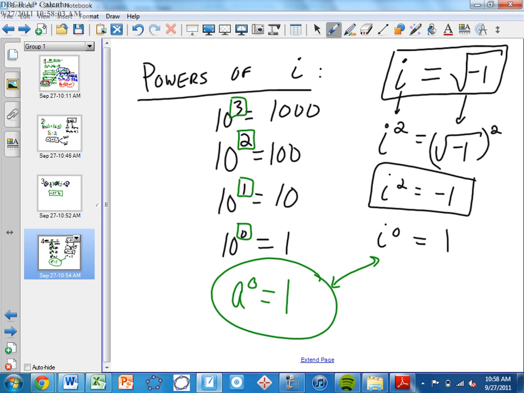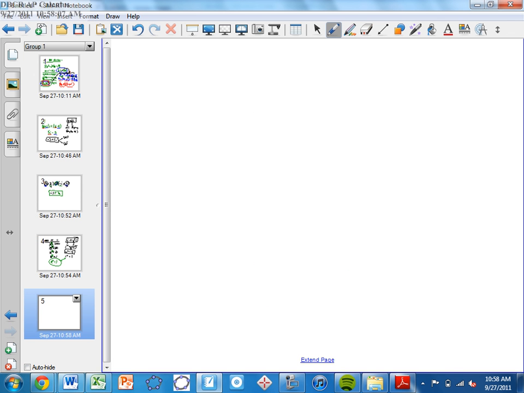Yeah. Okay, now I'm going to go to the next page. Let's list these 3. We know that i to the 1 is just i. i squared we said was negative 1. We said i to the 0 was 1. Those are the 3 things that we listed so far. Again, any number to the 0 is 1. Any number to the 1 is itself. i squared we said was negative 1.